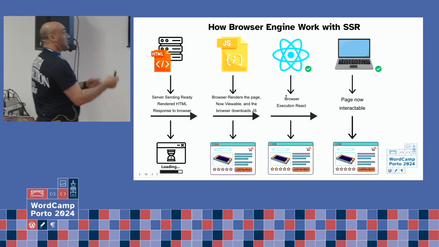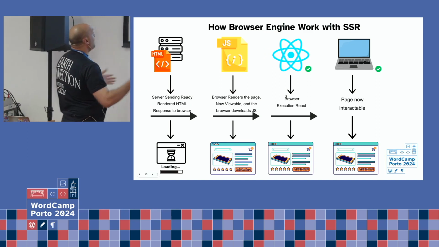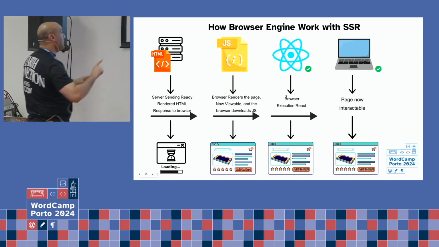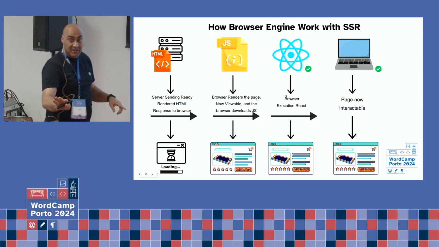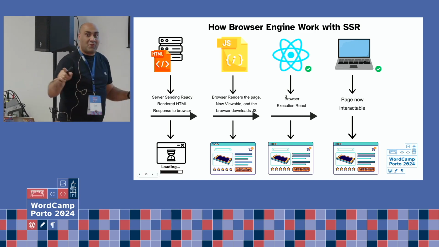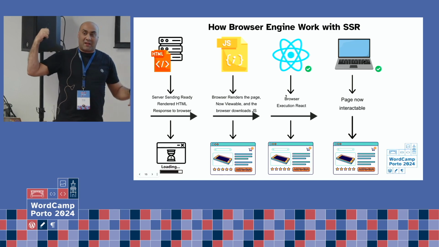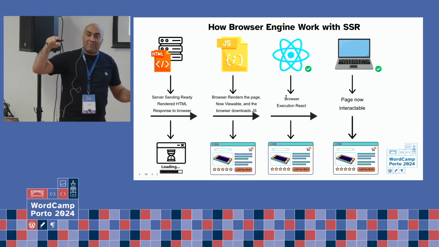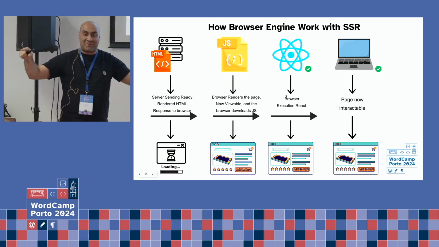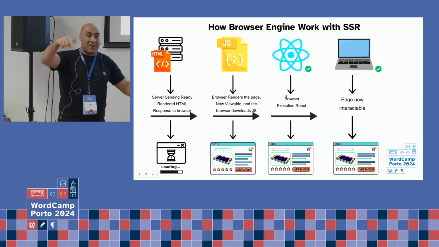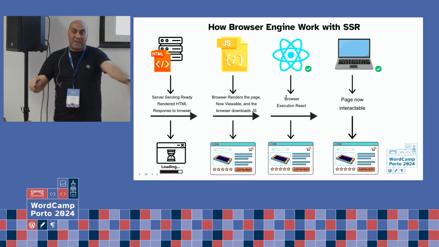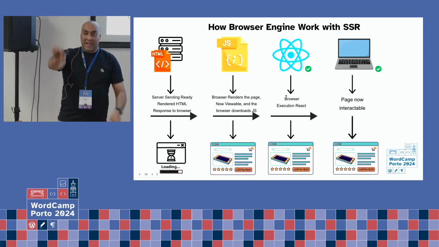How does the browser engine work with server-side rendering? The server sends pre-rendered HTML, which is ready for the user and for the Google crawler. Because in client-side rendering, we send empty HTML with a JavaScript file. So the crawler here considers this an empty page, and it will not crawl an empty page.